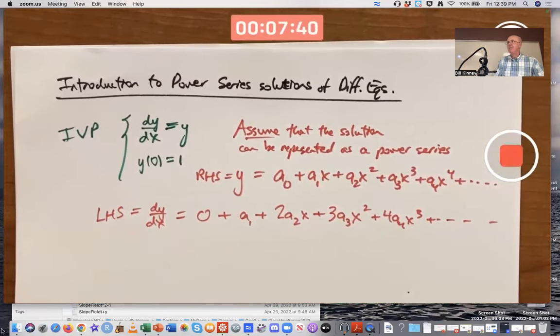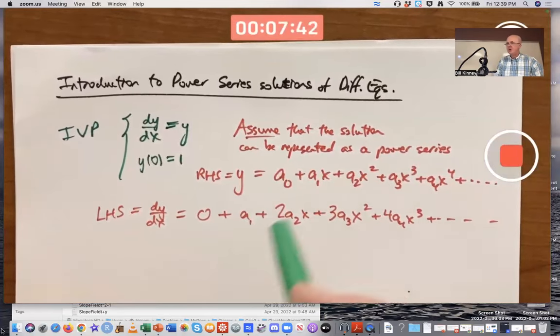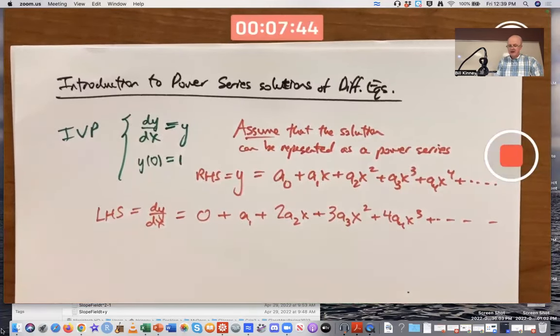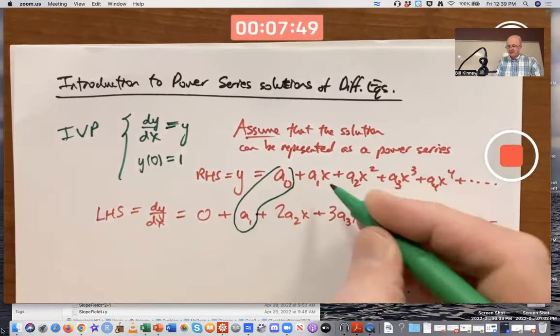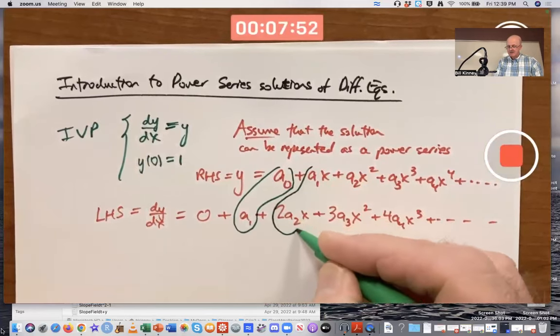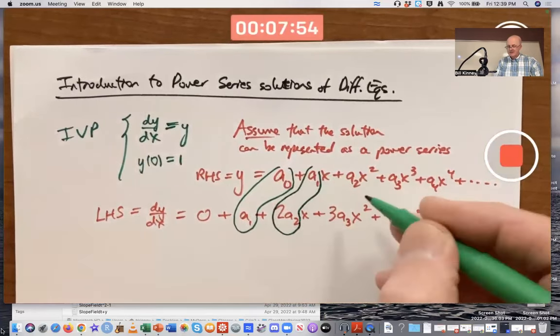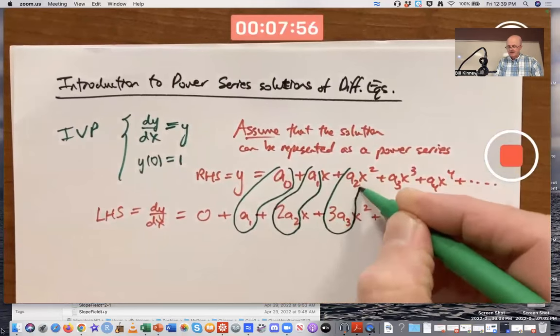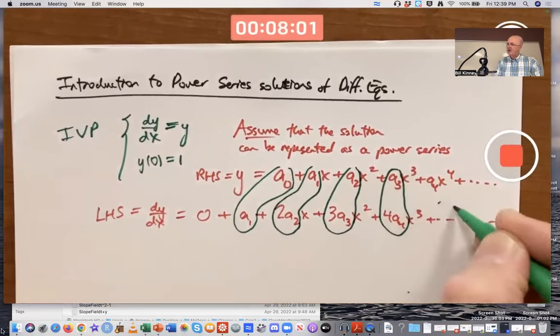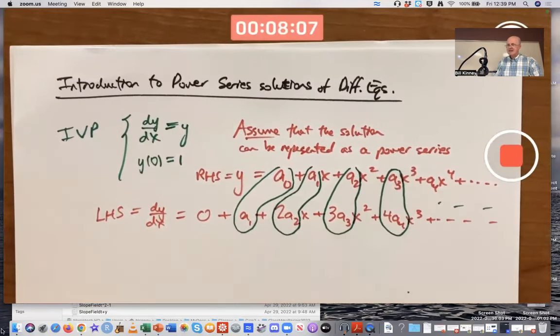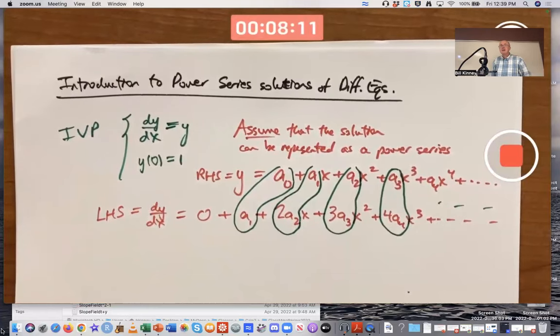The only way that's going to happen is if the like terms' coefficients match. So the constant terms have to match. The coefficients of x have to match. The coefficients of x squared have to match. The coefficients of x cubed have to match, etc. This gives us a system of infinitely many equations to solve. It's not as bad as it sounds. It turns out to be a pretty nice pattern.